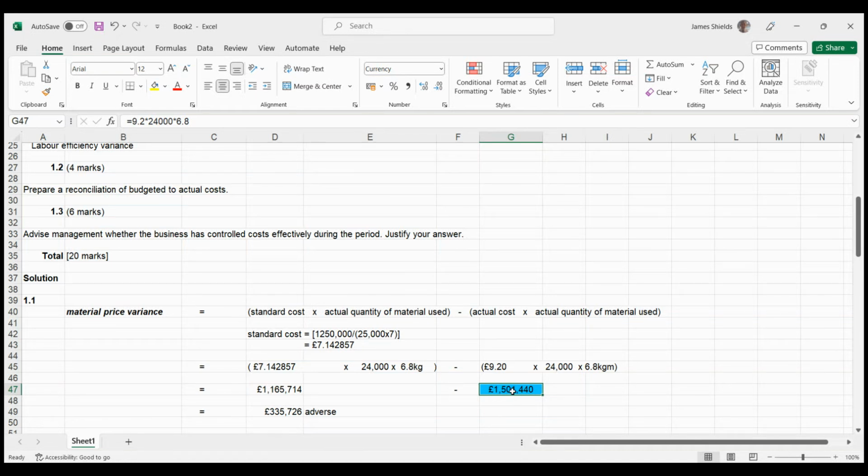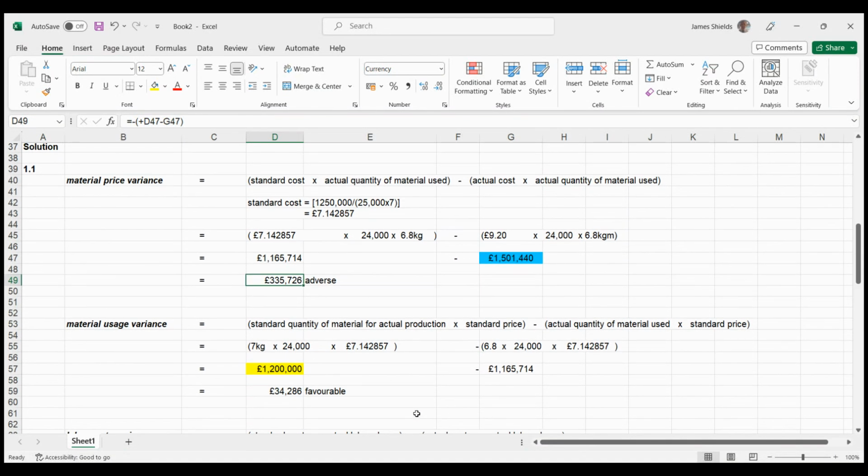Now you can see that the actual cost is greater than the standard cost here. The actual cost in total is 1,501,440, and the standard cost is 1,165,714. Because the actual is greater than the standard, the variance is going to be adverse. And the difference between the two of them is 335,726. So material price variance, we've got £335,726 adverse. So that's the amount extra it's cost us above what we had planned it to cost.